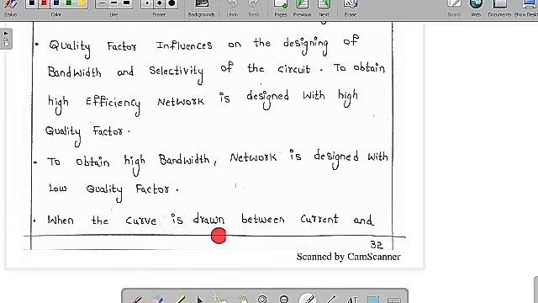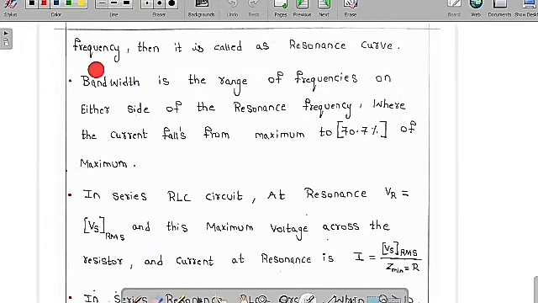When the graph is drawn with the current and the frequency, then it is called a resonance curve. Means at each and every frequency we are going to see the nature of the current magnitude value. That graph we are going to call the resonance curve.